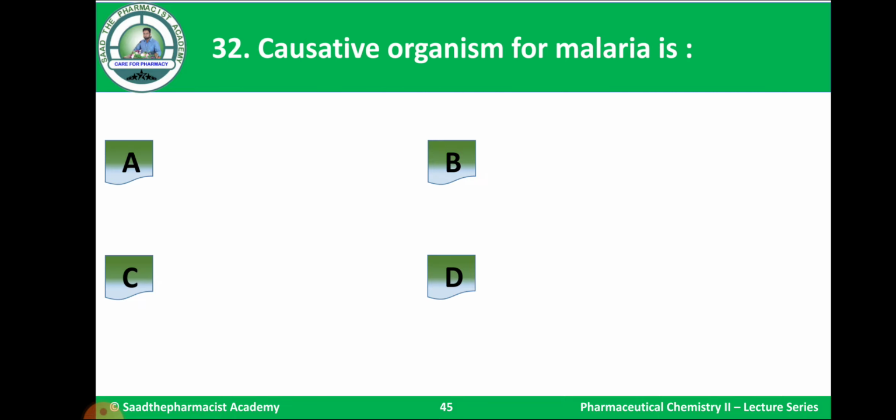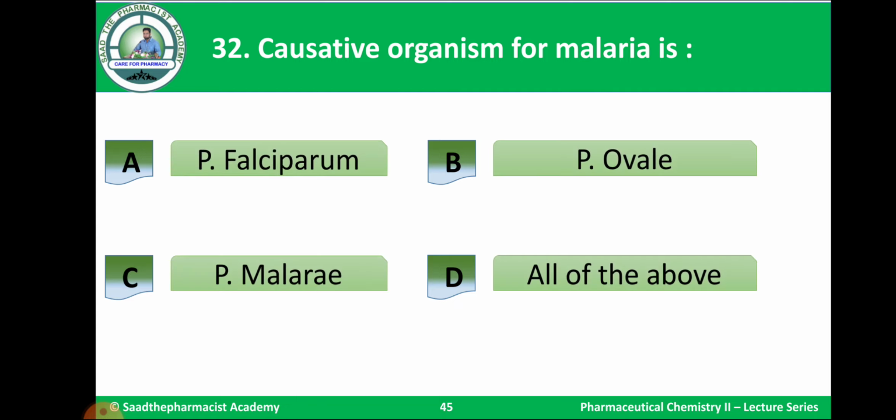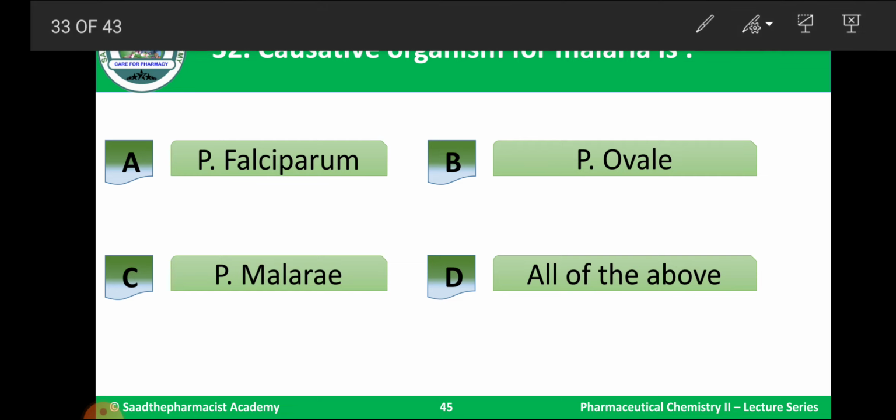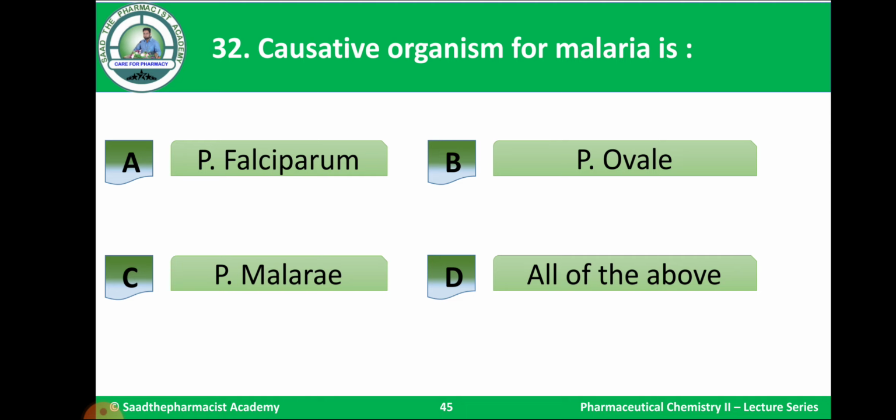Question number 32. Causative organism for malaria is A. Plasmodium falciparum, B. Plasmodium ovale, C. Plasmodium malariae, and D. all of above. And the correct answer for this question is all of above.